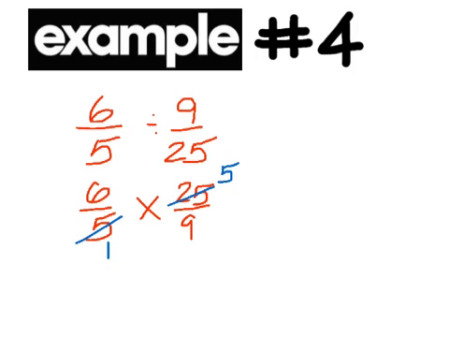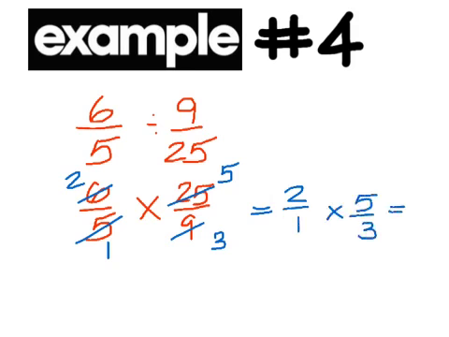Is there a number that goes into both? Yes. Which is it? 3. So 3 into 6 twice, into 9 3 times. And then your problem is really 2 over 1 times 5 over 3. 10 over 3.